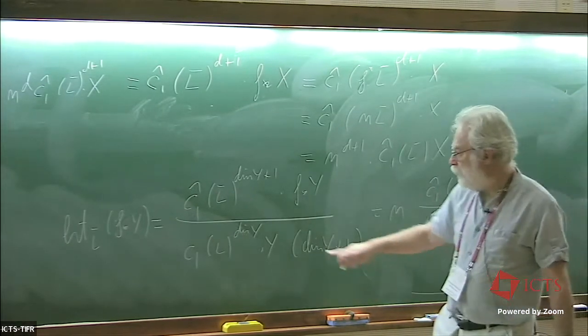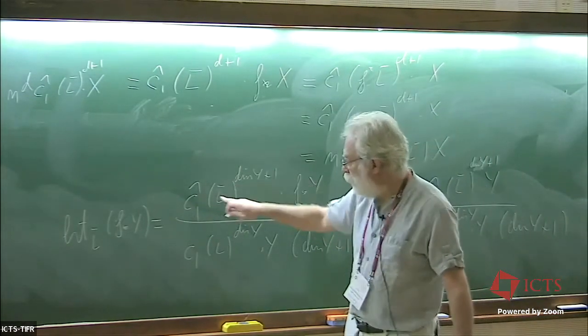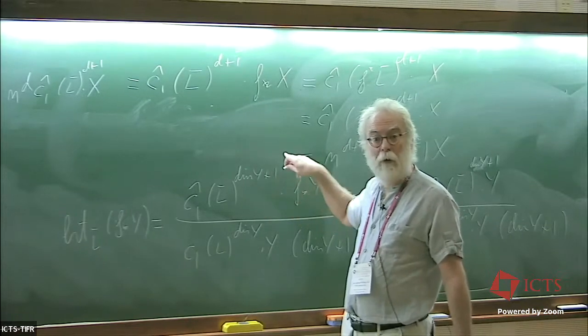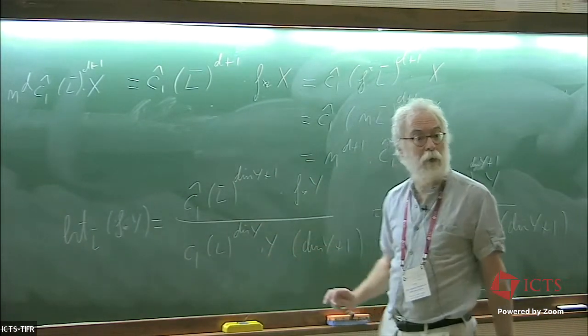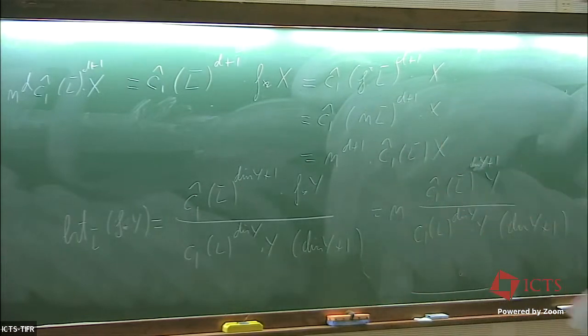This n comes from the fact that when I apply the projection formula here, I will get n to the power dim Y plus one, and when I apply the projection formula in this product, I will get n to the dim Y. So I get this n. Okay, now let's see part B.